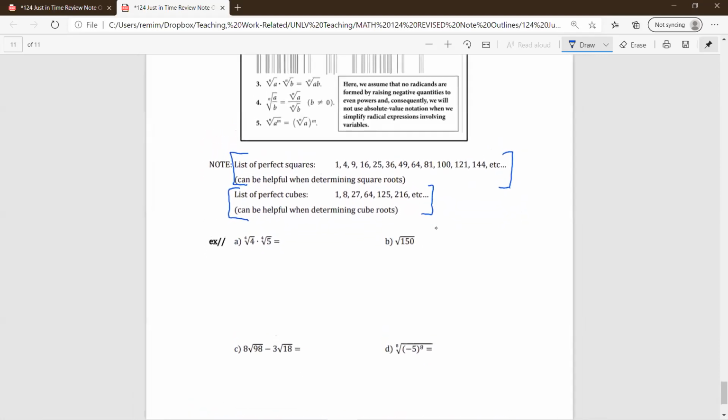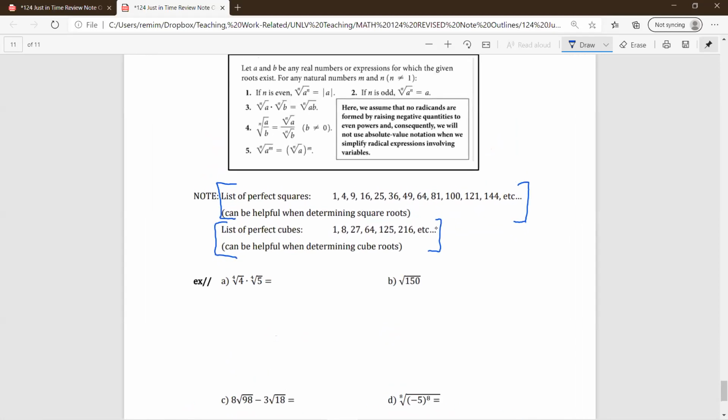So let's do some examples. Here we have the 4th root of 4 times the 4th root of 5. So it's the same type of root. They're both 4th roots. If we look up here in the box, that looks like this number 3 here. What this is saying is if you have the same type of root and they're being multiplied, then you can just combine them into one root like this. So it's the 4th root of 4 times 5. So we have the 4th root of 20.